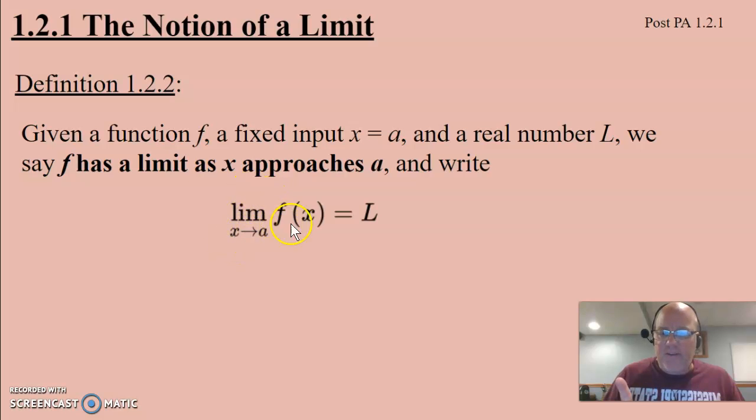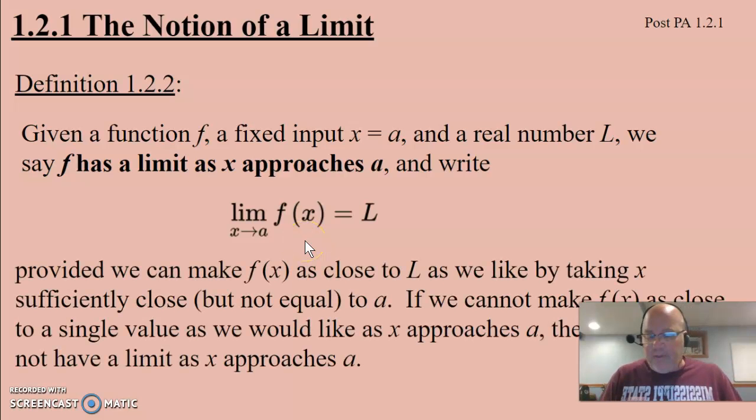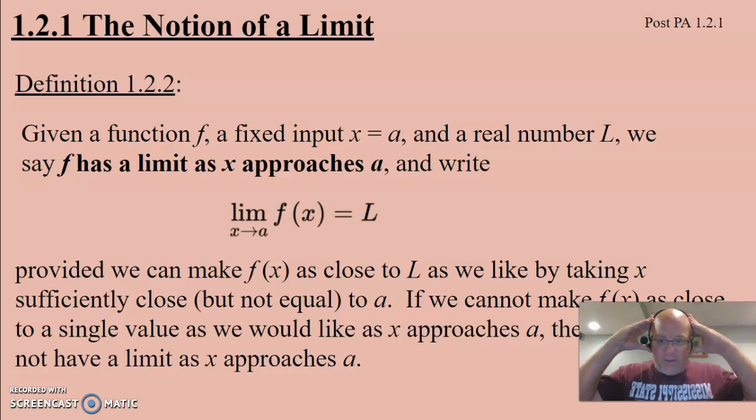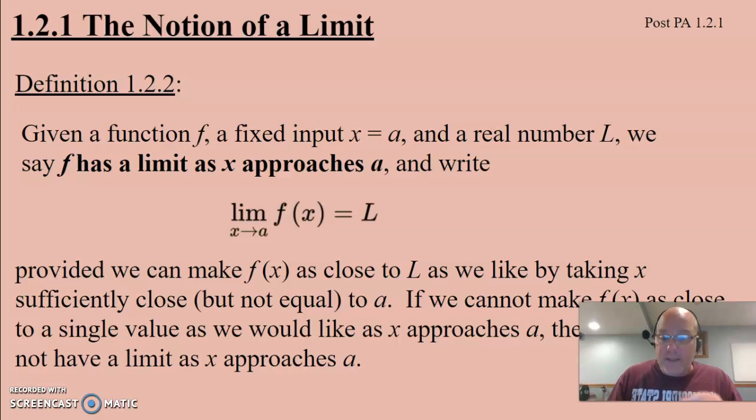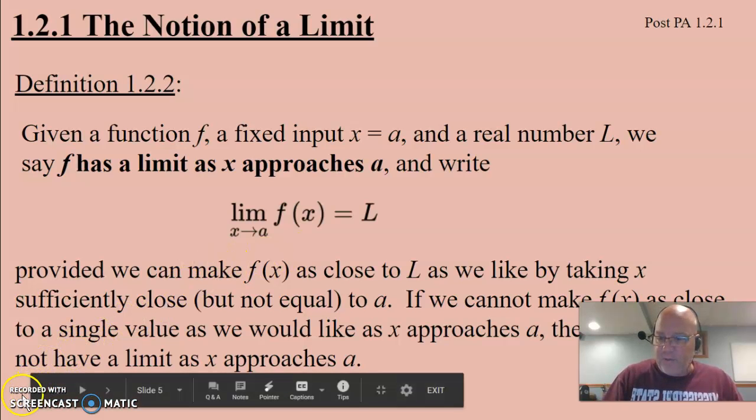I want you to keep in mind that when we're taking the limit as x approaches a, it needs to be of some function. There needs to be some function that we're taking the limit of. Now, this is provided that we can make f of x as close to L as we like by taking x values which are very close but never equaling a. And if we can't make f of x as close to a single value as we would like, as x approaches a, then we have a situation where the limit does not exist. We'll go back and take a look at that, which was also in the preview activity, a little bit later on.